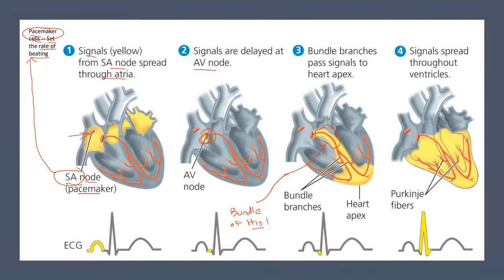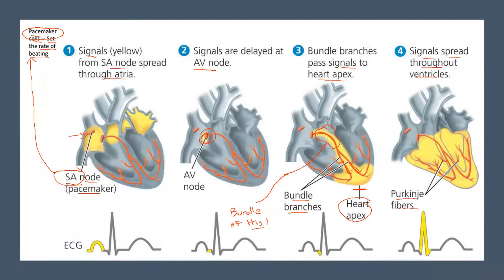Anyway, what is not a joke is this part here is called the bundle of His. And then the bundle of His is gonna divide into two branches. We call these the two bundle branches, which are gonna pass the signals to the heart apex, over here, the bottom of the heart. The signal is then gonna go down the branches, a right and a left. And then finally the signals are gonna spread out through the ventricles via the Purkinje fibers.